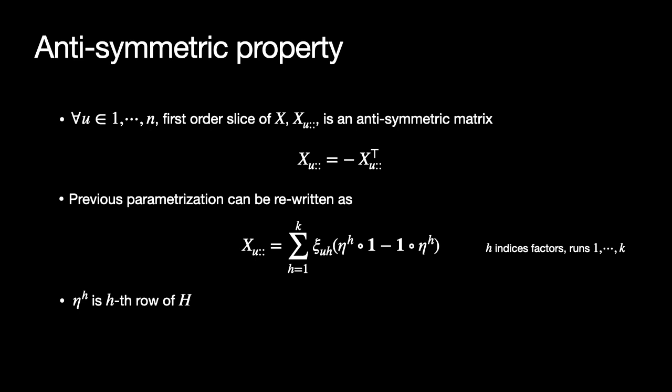The previous two equations can be rewritten in a matrix form. In this example, the x_uh is one entry in the user embedding vector, and the eta superscript h is one row in the atom matrix. The subscript h indexes factors. It runs from 1 to k, where k is the dimension of the embedding space. The one vector in the equation represents an all-one vector with the length of m, the total number of atoms in the model.